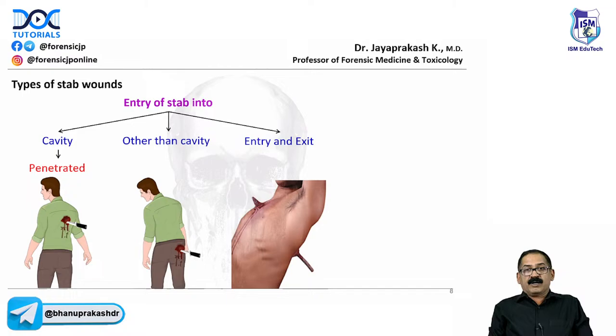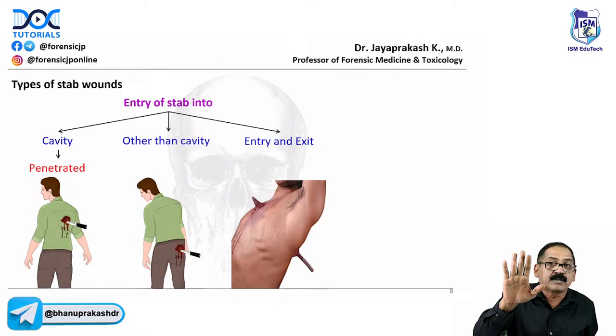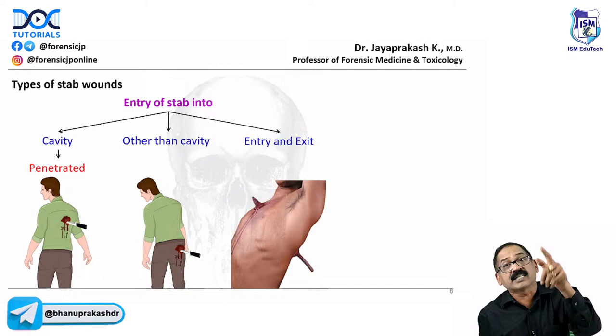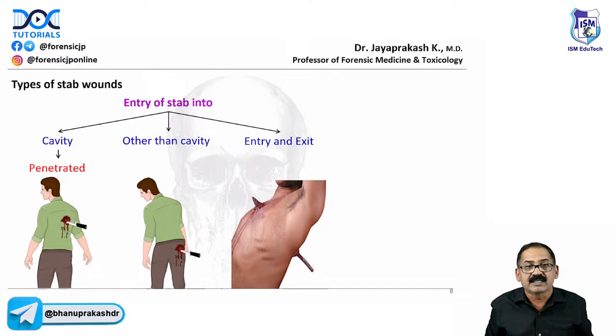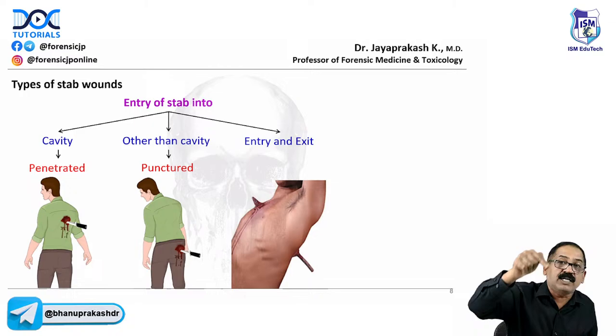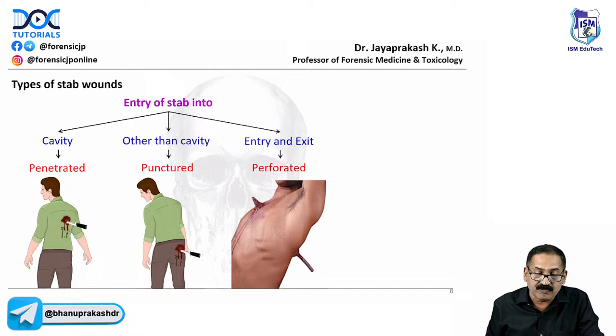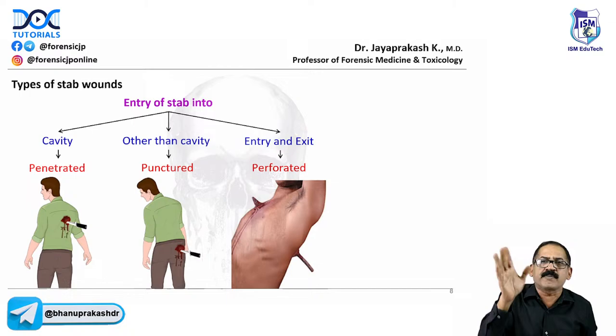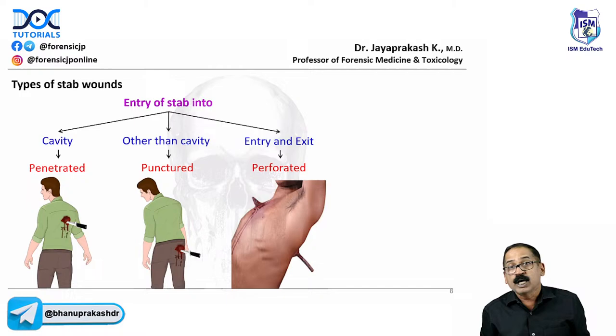Or if you take a toothpick and put it into your mouth, it is not a stab wound. Remember that. If it enters other than a cavity, like buttocks, deltoid, calf, thigh, then it is known as a punctured wound. If it comes out from the other side of the body, it is a perforated wound. Stab wounds are always caused by a pointed weapon, which may be sharp pointed, like a knife, or blunt pointed, like an iron rod.